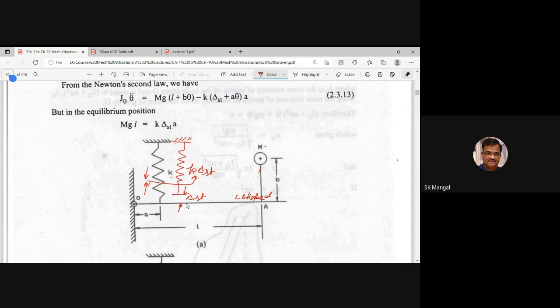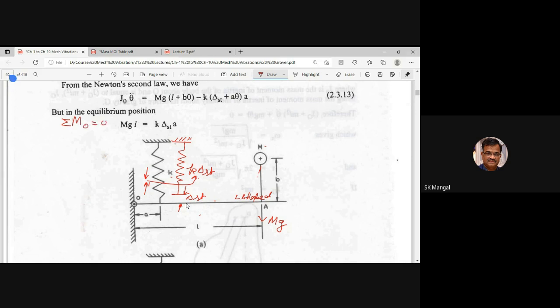So at this point, if I take a moment about this point, now this is the equilibrium condition for the system. You have a spring, this is your mg force acting on this mass here, and we are considering that this crank, length L and B, are rigid and massless. So I can take a moment equation about O, which must be equal to 0.